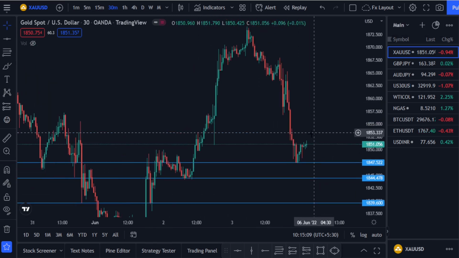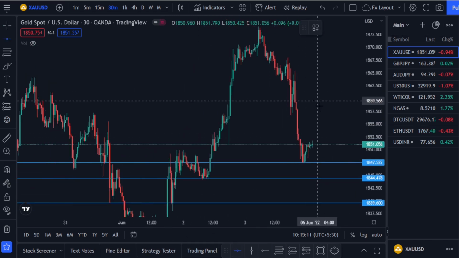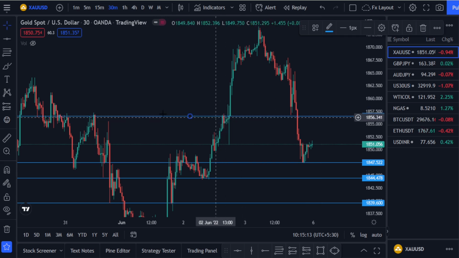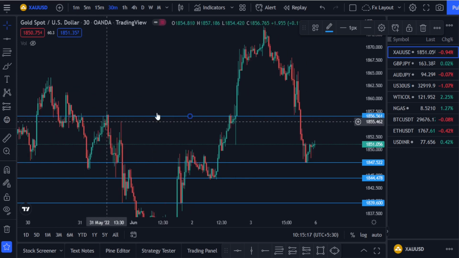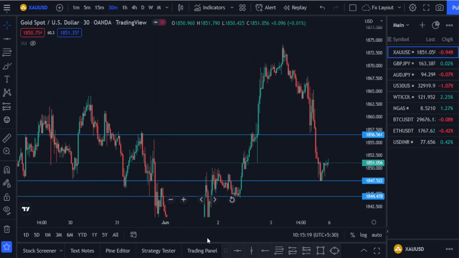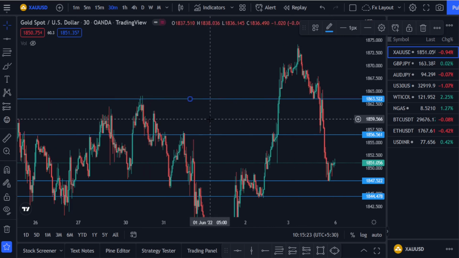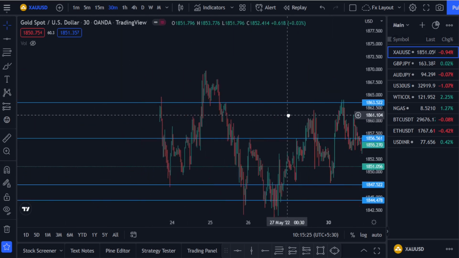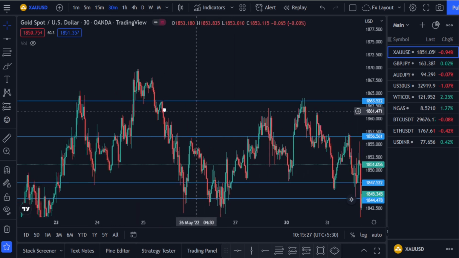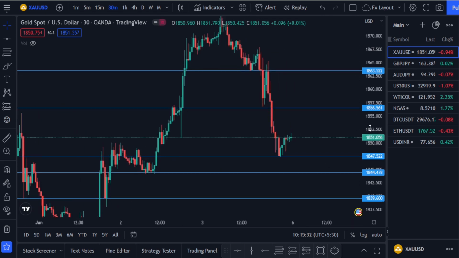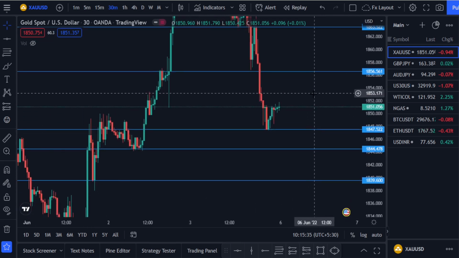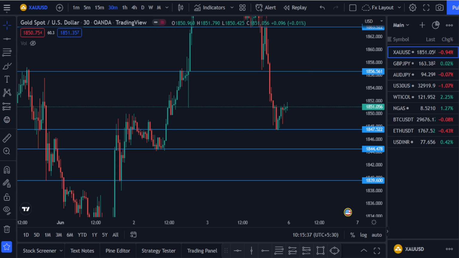And in terms of the resistance, I'll say we have a resistance right here. As you can see, this is the area where the price has interacted multiple times in the past. So this is going to be one resistance area. Then there can be another resistance area, which is right here. As you can see, the price has interacted with this area multiple times as well. So based on the daily time frame, we are looking for the short trade.